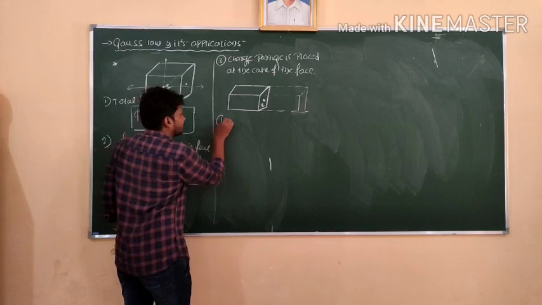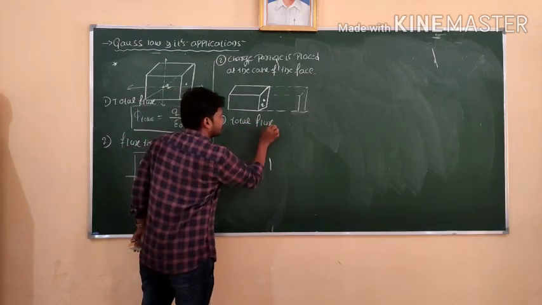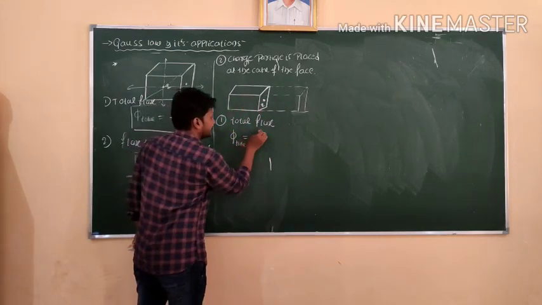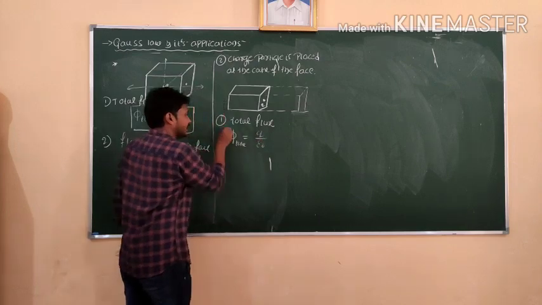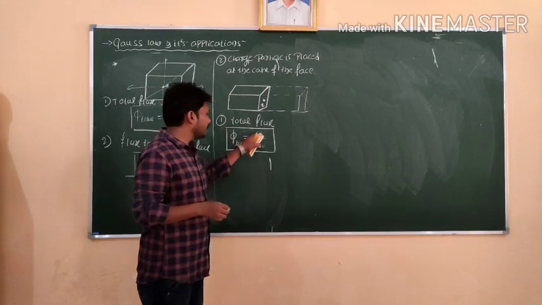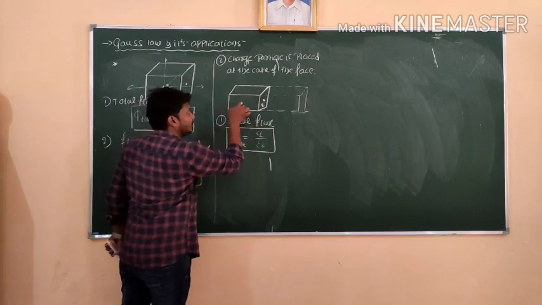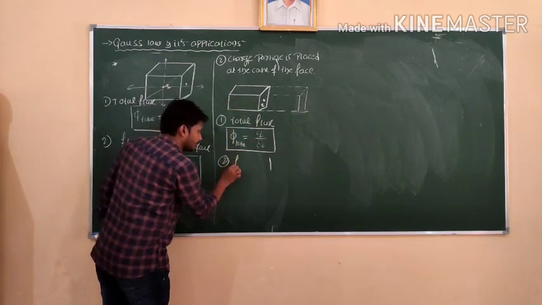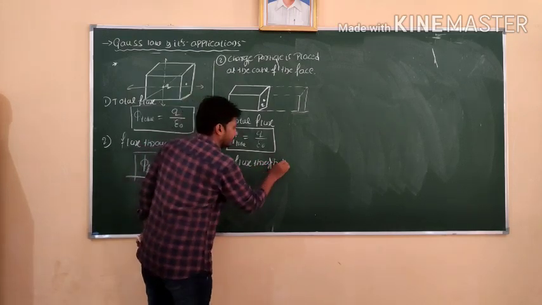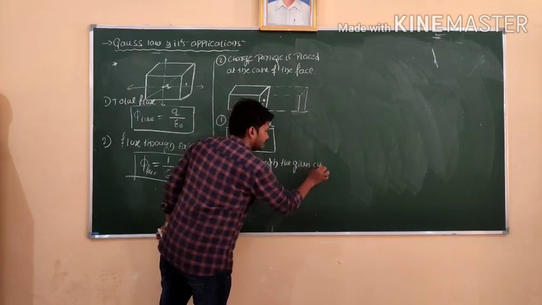Then the total flux value. First I will consider the total flux value. The total flux value will remain the same. Phi total flux is equal to Q by epsilon naught here. What is the total flux here? Total flux phi total is equal to Q by epsilon naught. Flux through the given cube.